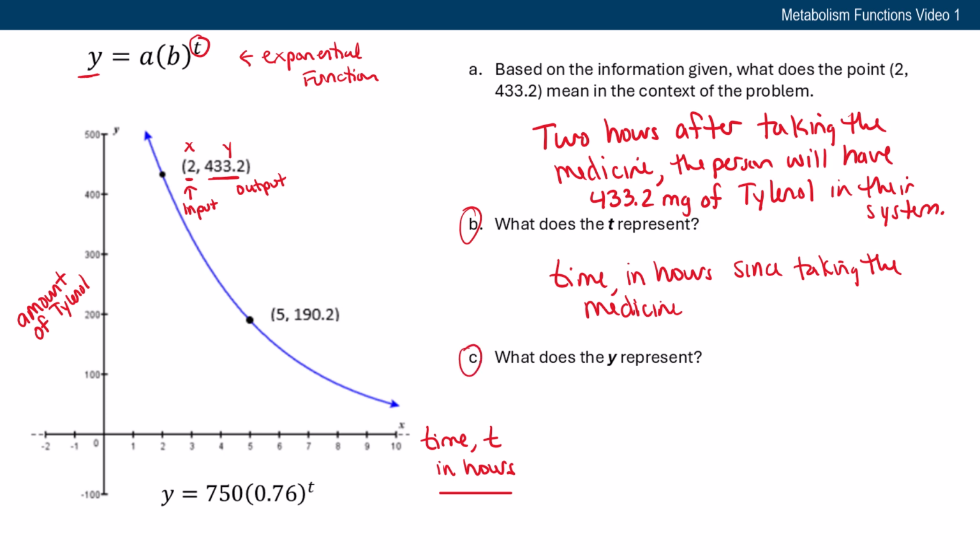If you read the paragraph in your worksheet, it says, let T represent the number of hours since taking the medicine. The next part of that sentence says, Y is going to represent the amount of Tylenol in milligrams in your system. Those two things will always be stated whenever we're given a function. And that answers our second part here. So the Y represents the amount of Tylenol in milligrams in our system.